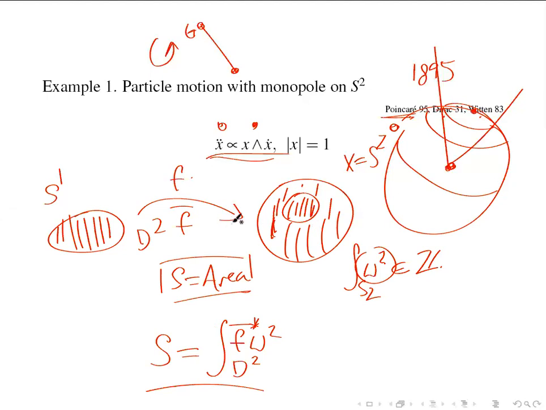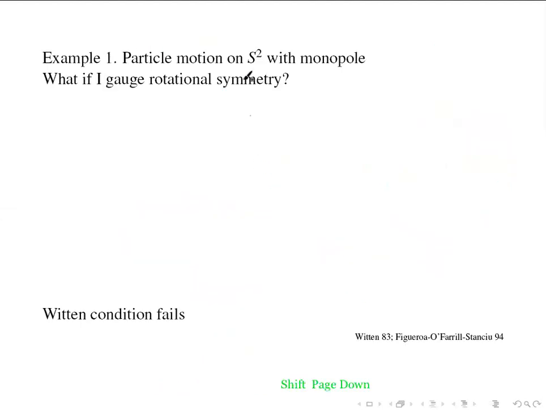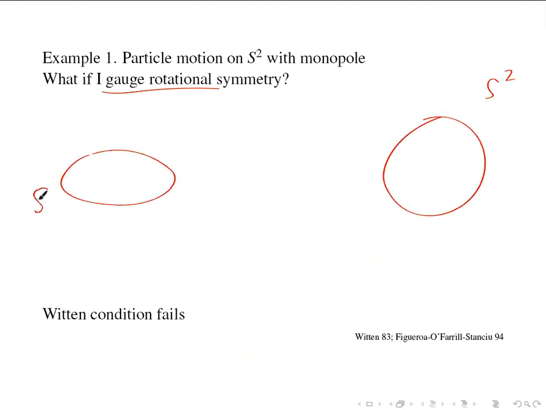Okay, so this was all done by Witten, and it's very nice, but now I'd like to do something new today. And the thing I'd like to do, which is new, is I'd like to take the rotational symmetry and I'd like to gauge it. So let me draw the picture again. Here's my two-sphere. Here's my world line S1. And here's my map F.